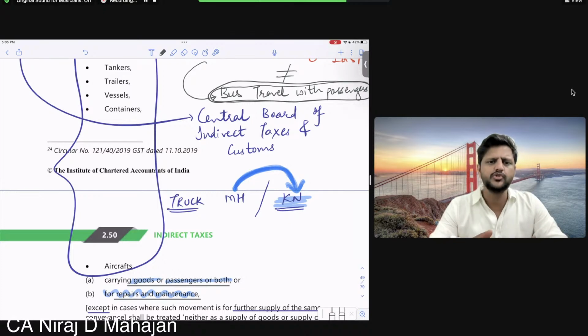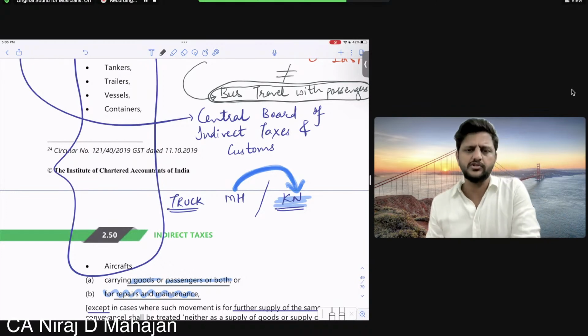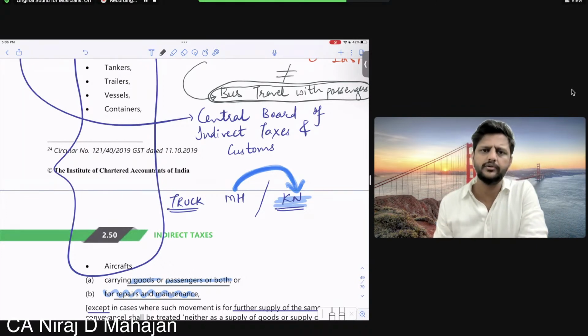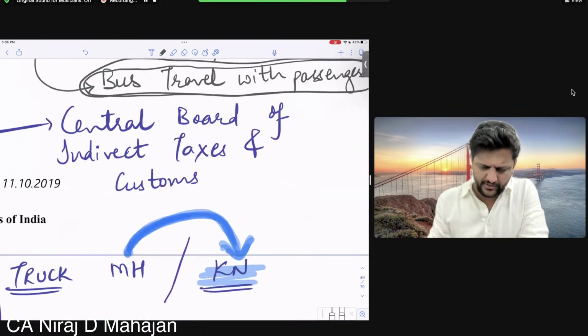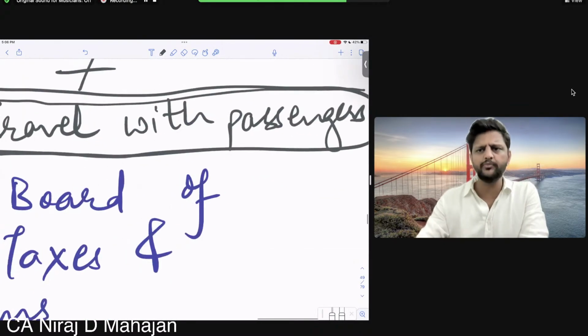And again, if that vehicle is going outside the state, but for what purpose? Repairs and maintenance. Clear? Again on that, for the transportation of that vehicle, GST is not applicable. Understood? Now in both these cases, pay attention. Both these cases, the passengers will pay you money.